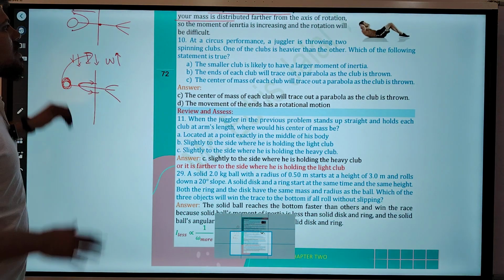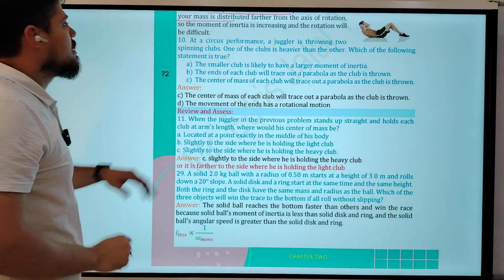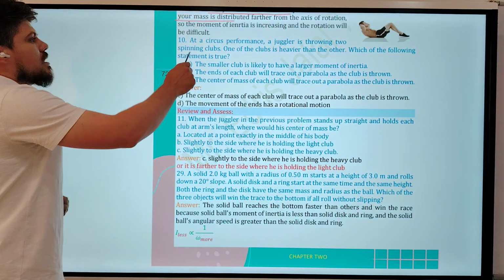Question 10. At a circus performance, a juggler. Very good question, please be careful. At a circus performance, a juggler is throwing 2 spinning clubs.